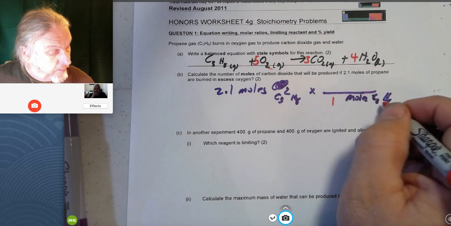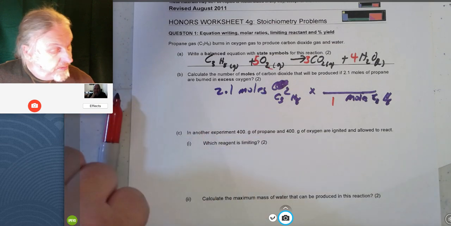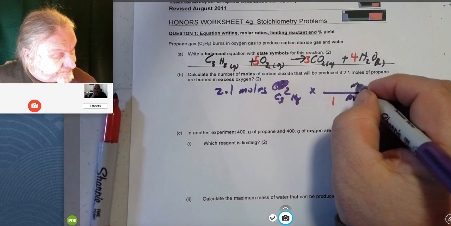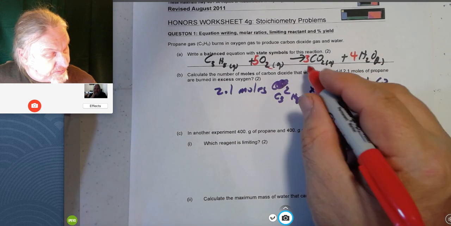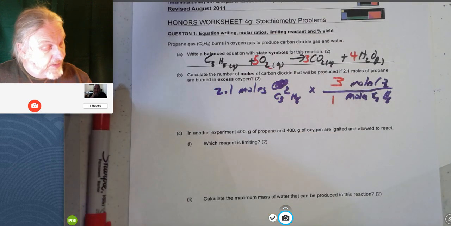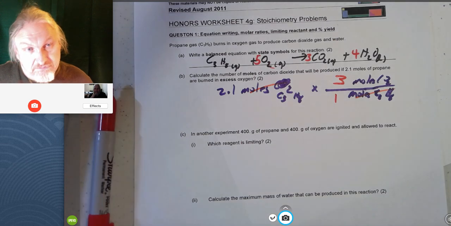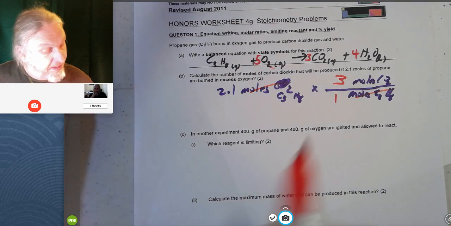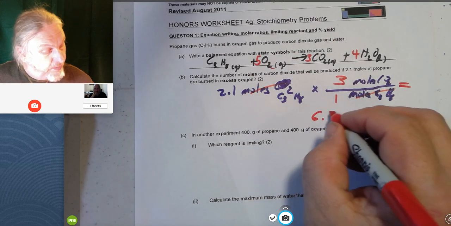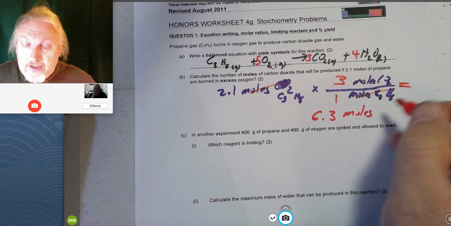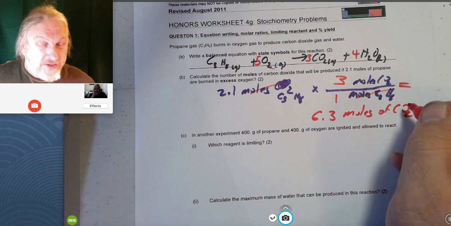For every 1 mole of C3H8, how many moles of carbon dioxide are produced? 3. I put that in the numerator because I can cancel out those moles of C3H8 using my units. So if I multiply 2.1 times 3, I'm going to get 6.3 moles of CO2. Problem solved. That's a pretty easy one. We could doctor this up and make it a test problem.